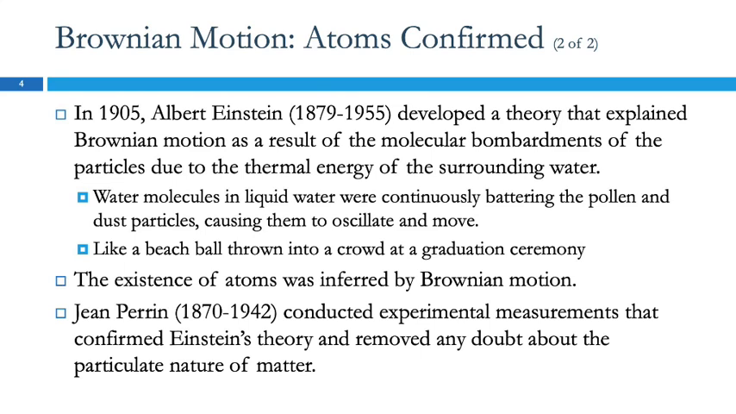And this is a lot like, say, at a graduation ceremony and somebody throws a beach ball out into the crowd, right? So what if you could only see the beach ball and you couldn't see the people? There's people hitting it, right? And the beach ball is just kind of going around randomly as people hit it. So that's kind of the same idea here, that the water molecules are hitting the pollen grains and that's causing them to move. And so the existence of atoms was inferred, not proven, but inferred by Brownian motion. And then Jean Perrin later conducted some measurements that confirmed Einstein's theory, and then there was no doubt about the particulate nature of matter. Matter is composed of tiny particles.